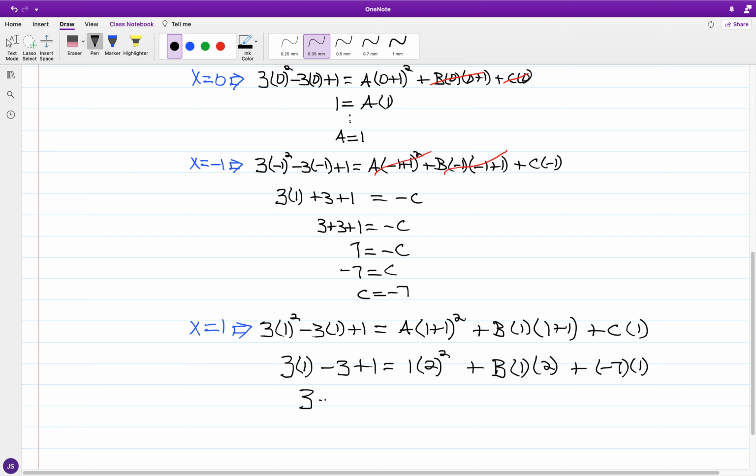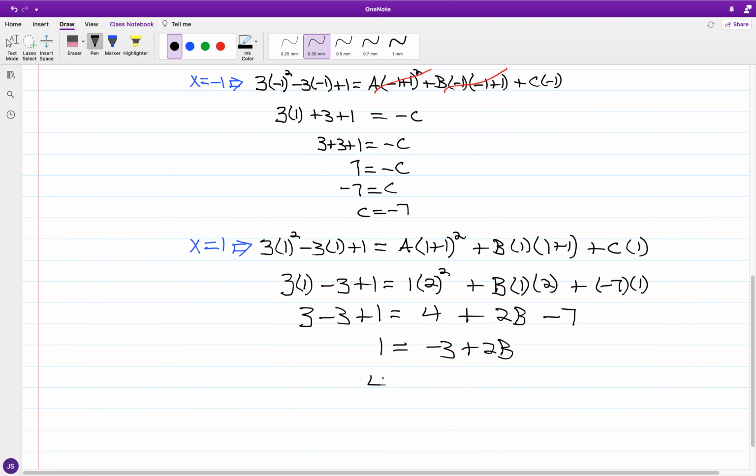Again, 3 times 1 is 3, minus 3. This will go out, and we've got 1. And 2 squared is 4. And we've got plus 2b minus 7. 3 minus 3 is 0, plus 1 is 1. 4 minus 7 is going to be negative 3. I have plus 2b. And if I add 3 to both sides, we're going to have that 4 is equal to 2b. With division by 2, we have that 2 is equal to b, so b is equal to 2.